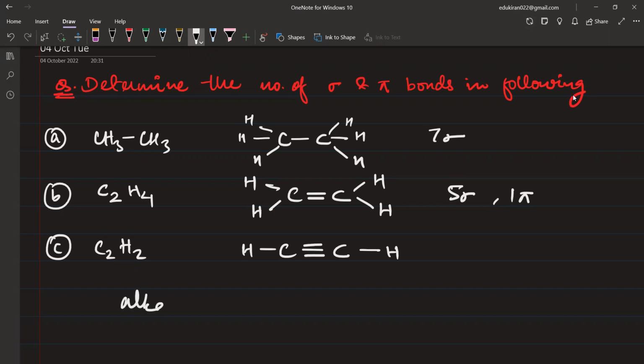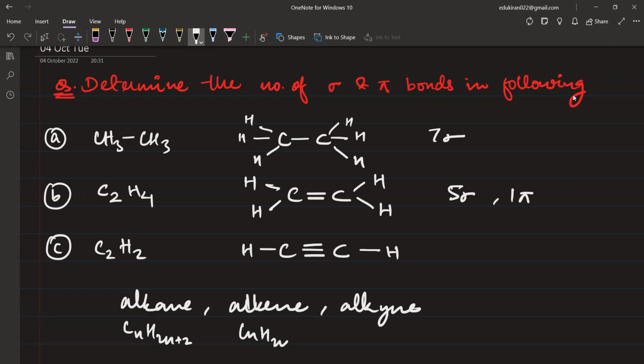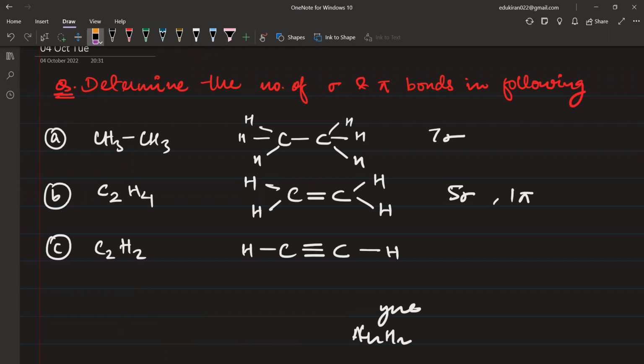You must have learned about alkene and alkyne. And what is the general formula for alkane? It is CnH2n plus 2. Alkene, it is CnH2n. And for alkyne, it is CnH2n minus 2, right? So not only me, NCERT expects that you should know the structures of these simple organic molecules. So here, this is sigma, and there is 1 sigma here. So there are 3 sigma and 2 pi.